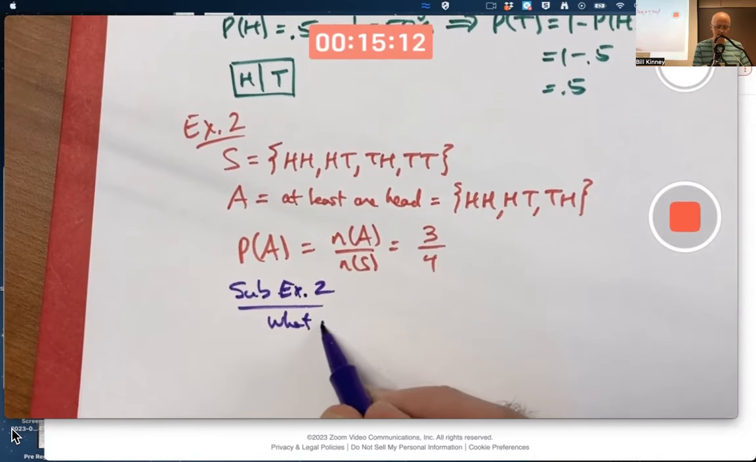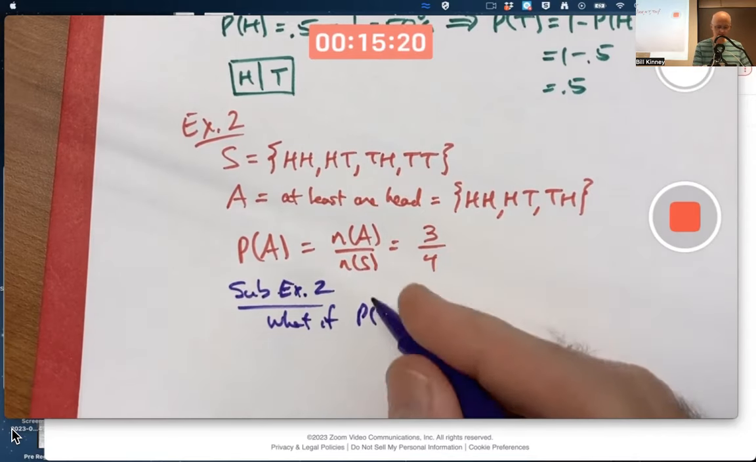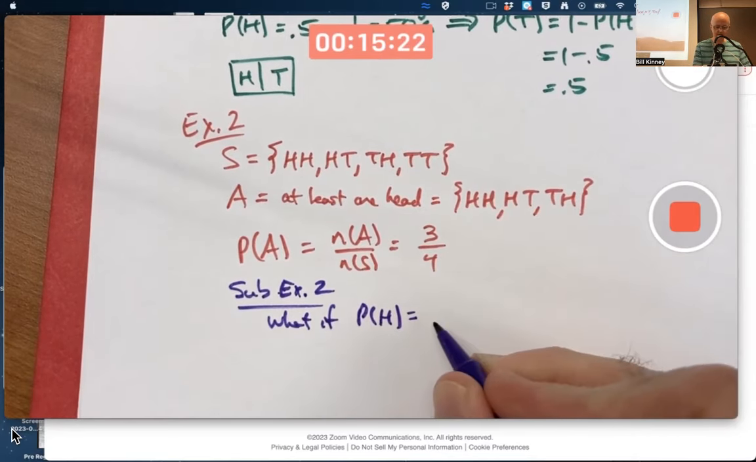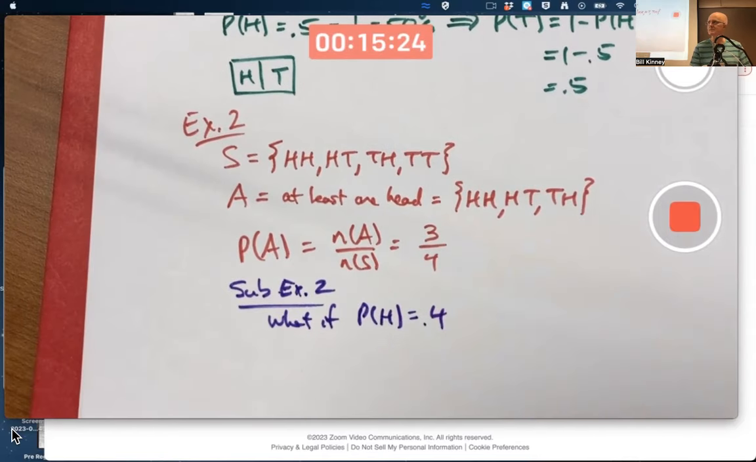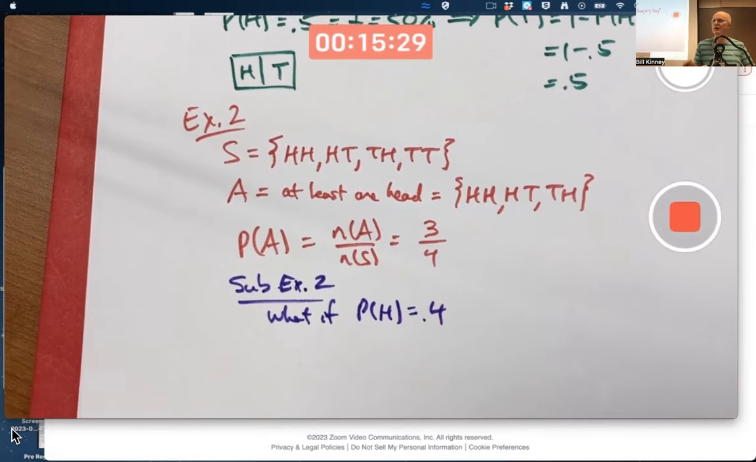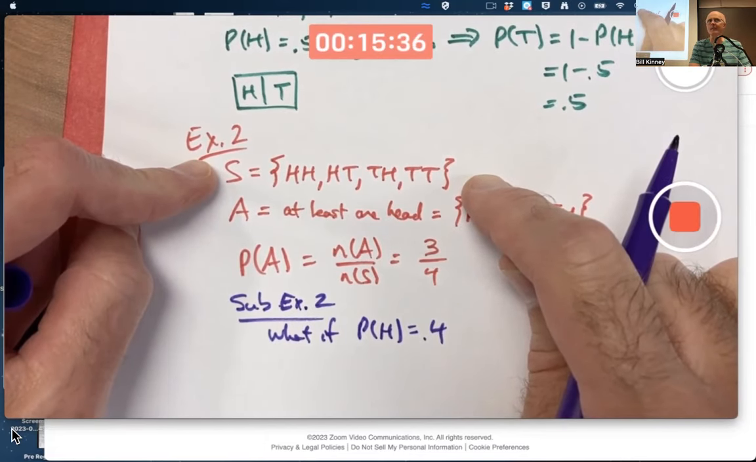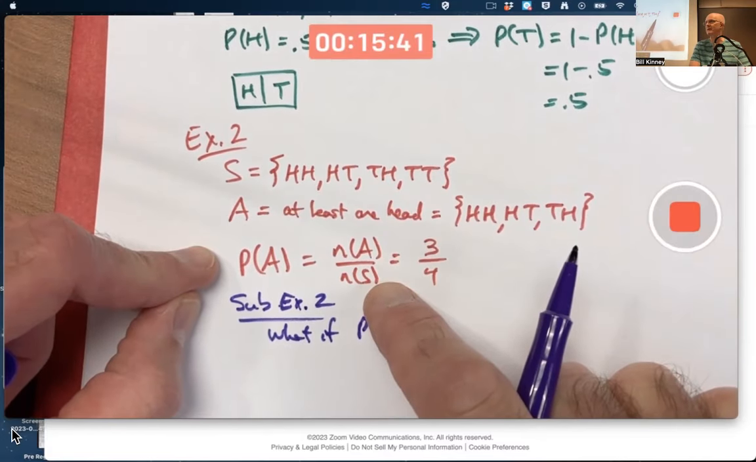What if the probability for this one coin that you're flipping twice of getting a head is not 0.5, it's not fair? What if it was, say, 0.4? But you're still going to flip it twice and still record the overall results. The sample space would still be the same. It would still be the same four-element sample space, but you could not use this formula to figure out the probability of getting at least one head. So what would you do in such a situation?